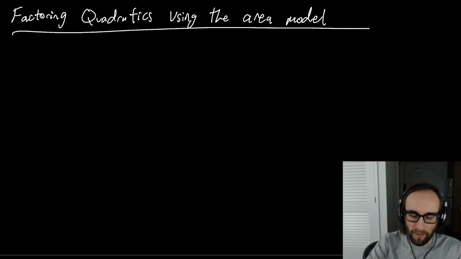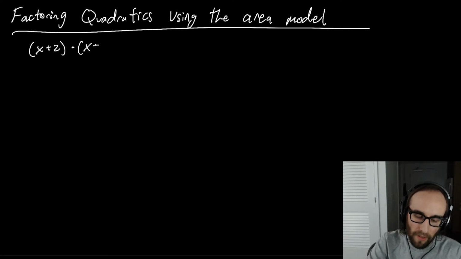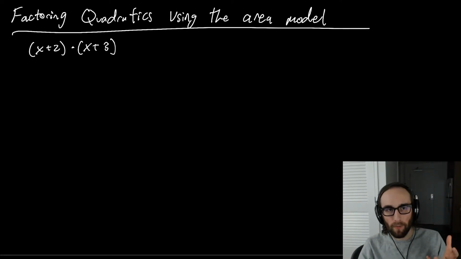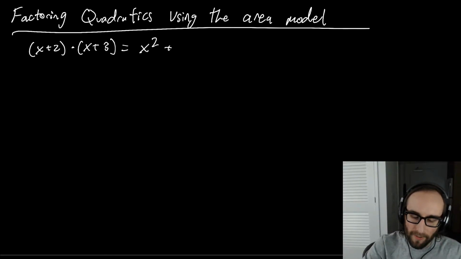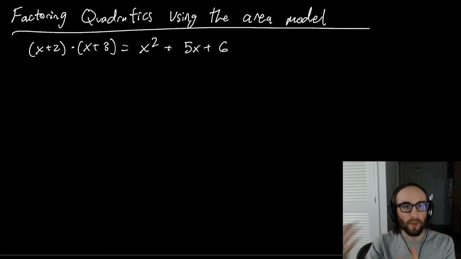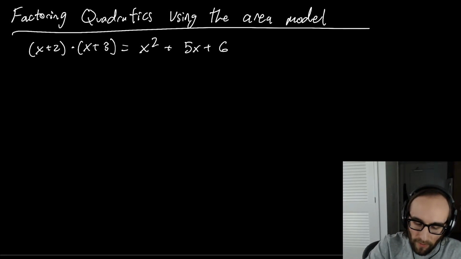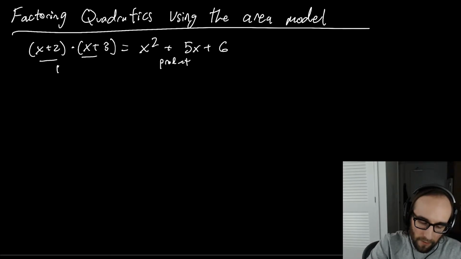Let's take a look at a quick example of x plus 2 times x plus 3. We know from polynomial multiplication, we can multiply this out, and we'll end up with x squared plus 5x plus 6. So that is the result of these two factors. In other words, here we have our product, and here we have the two factors.